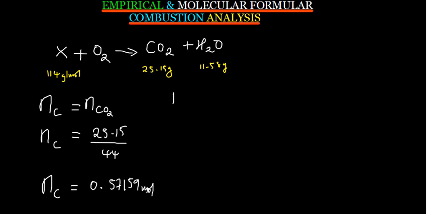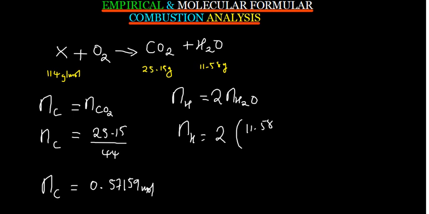And we have said the number of moles of hydrogen is twice the number of moles of water, because if you have one water molecule, it means you have two hydrogens. So the number of moles of hydrogen is going to be 2 times the number of moles of water, which is the mass of water, 11.58, over the molar mass of water, which is 18. So basically this is just 11.58 divided by 9, which is going to give us about 1.2866.